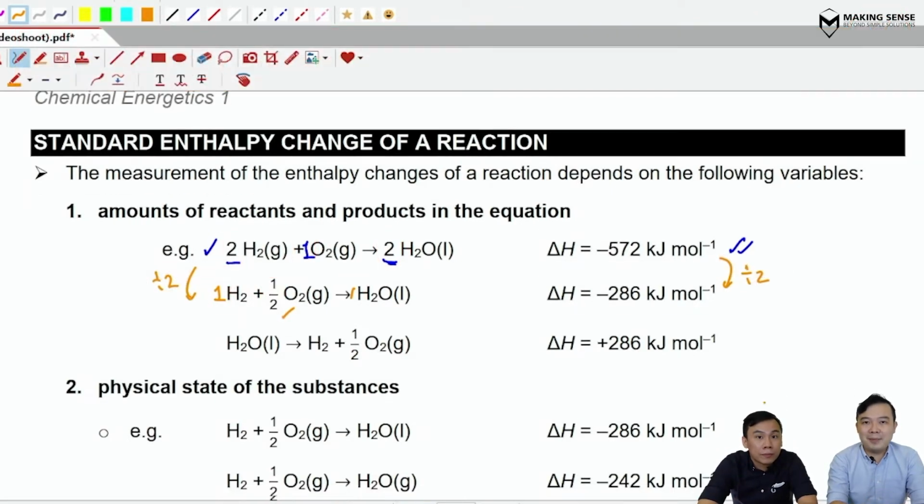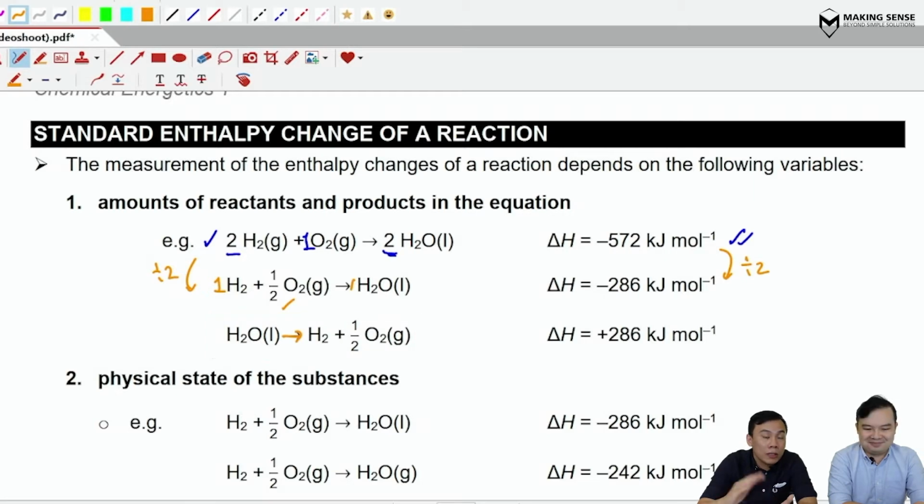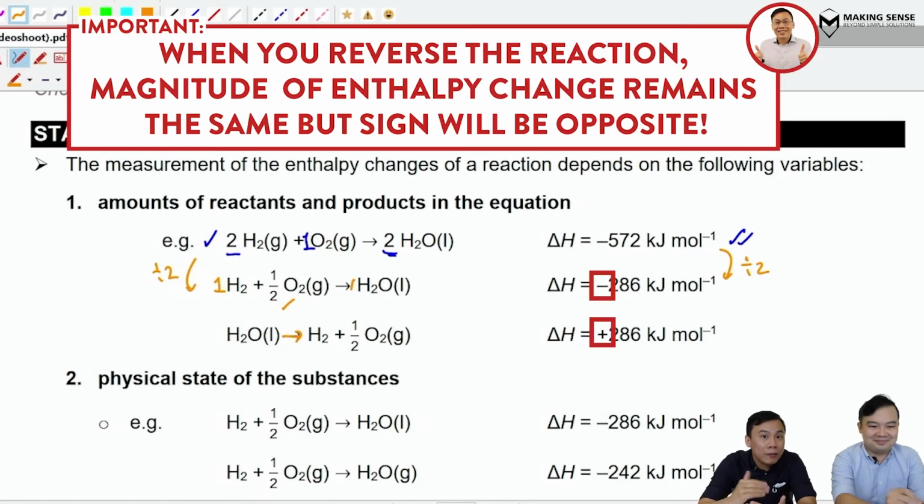All right, that's good. So what happens if I decide to reverse the reaction? That means now I'm going to use water and break it down into its components. Right, so if you reverse the equation, you flip the equation, the sign needs to be flipped, but the magnitude stays the same. That's right.